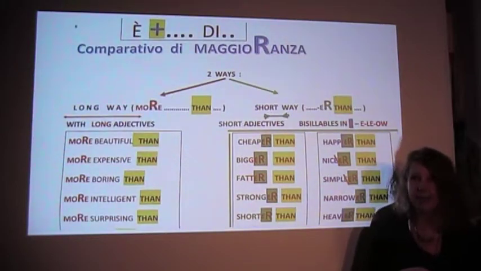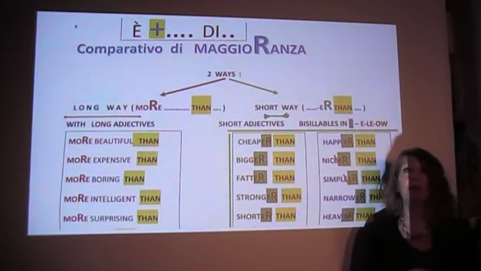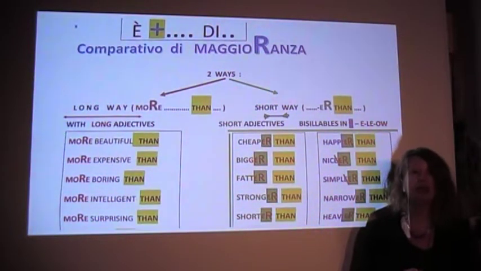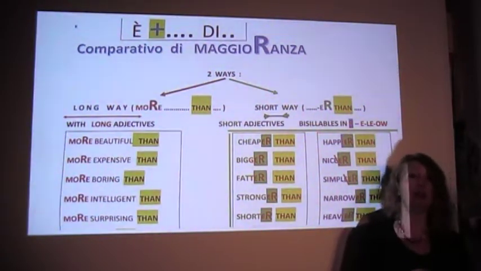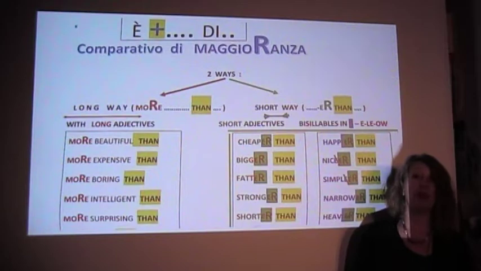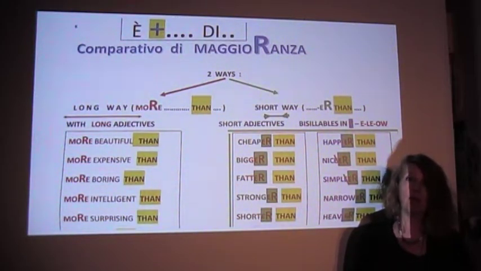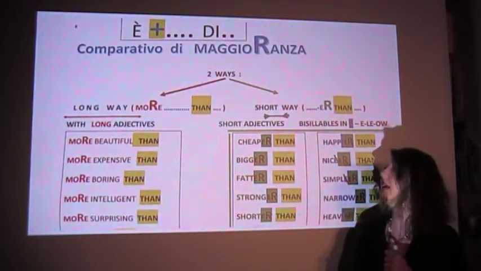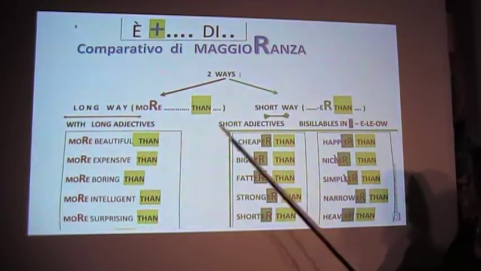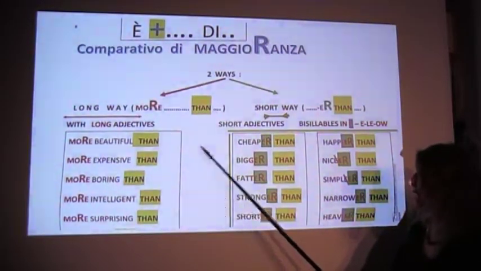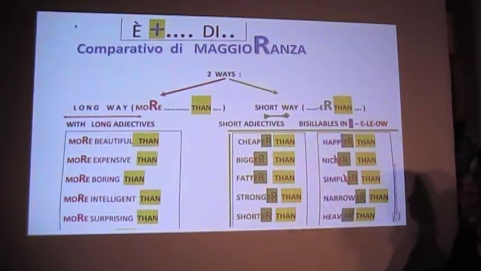Remember always that the second term of the comparison is introduced by than. A common mistake we usually make is to introduce the second term of the comparison with that instead of than, but it's very, very important to remember this than. That's why I have highlighted it very clearly. So, more beautiful than, cheaper than.